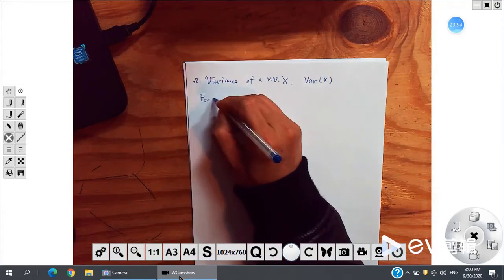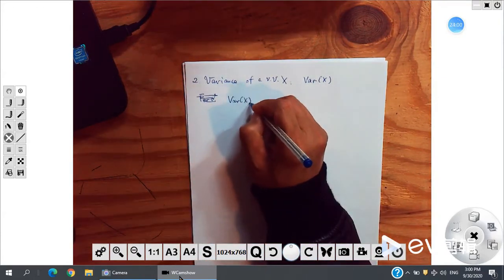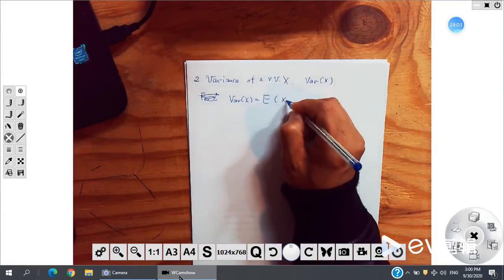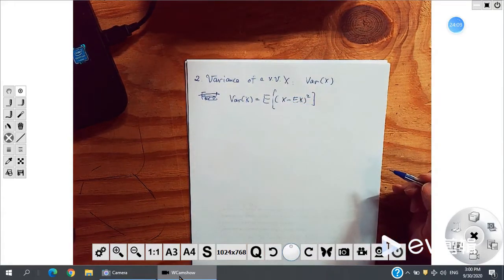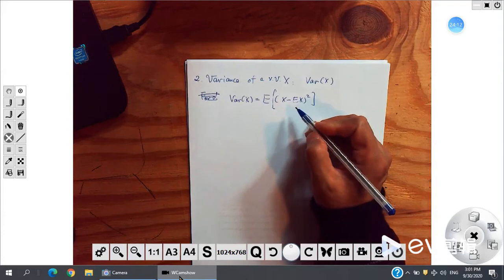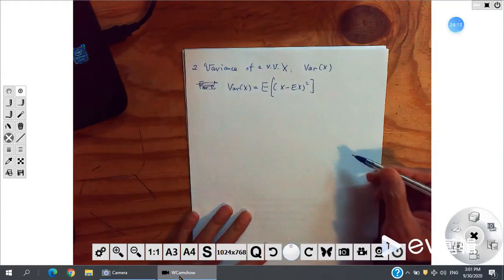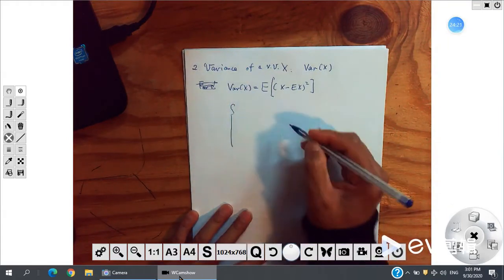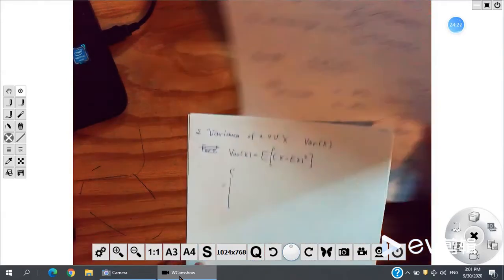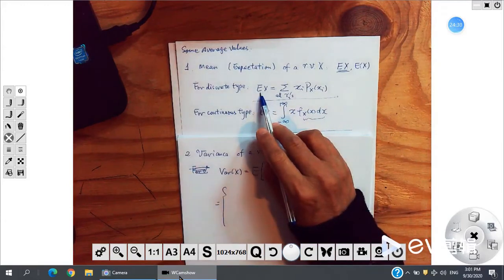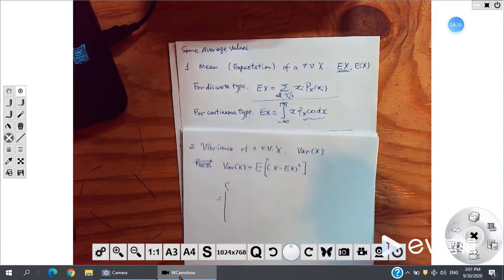For discrete or continuous, I can use one formula, just using E. Variance of X is E of (X minus EX) squared, like this. So no matter whether it's a continuous type or discrete type, we always have this. If it is a discrete type, you can write more: this E is a summation. In the continuous case, this will be an integral. So if you want, you can write it in this way.